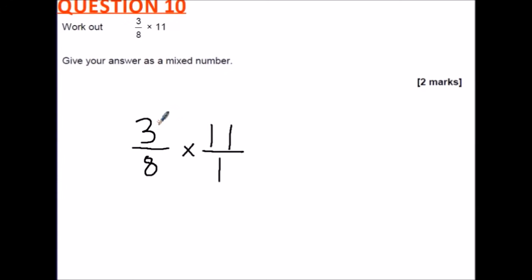Now we can just multiply these fractions together by multiplying the tops and multiplying the bottoms. So the new top number will be 3 times 11, which is 33. The bottom number of a fraction, 8 times 1, is 8. But be careful to read the question carefully. This is only 1 mark so far. It says give your answer as a mixed number.